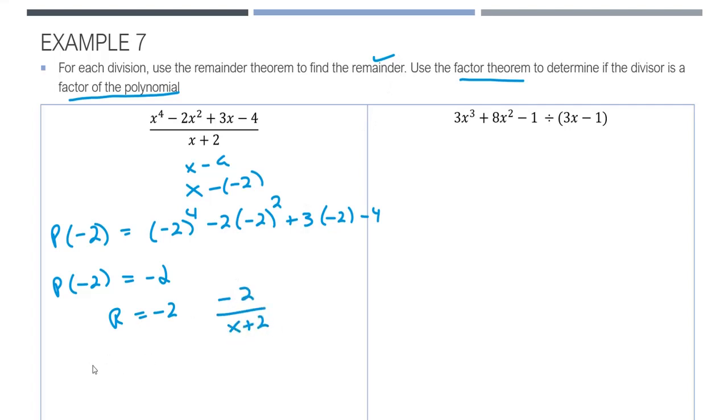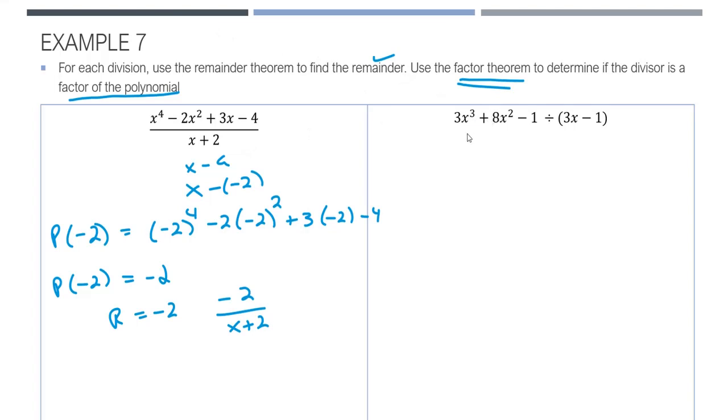But then the second thing, is this a factor? Is x plus 2 a factor? No. And the reason I know that is because we have a remainder. So if there's no remainder when we do this division, that means that the divisor is actually a factor of the polynomial. So let's take a look at the second question and see if it happens there.